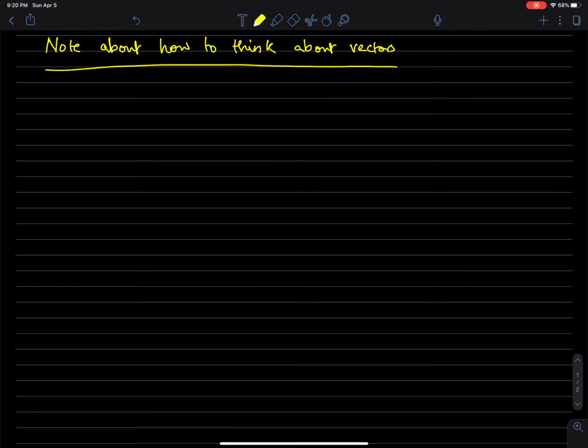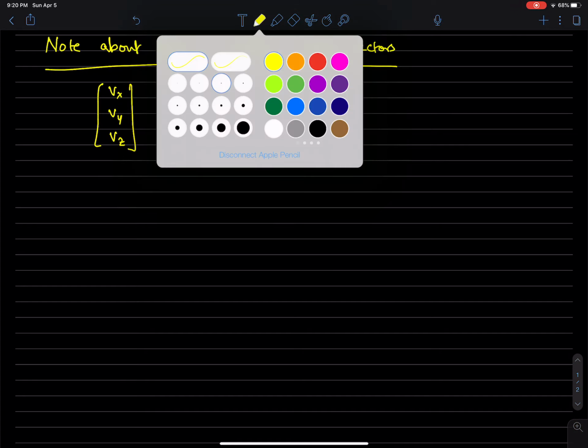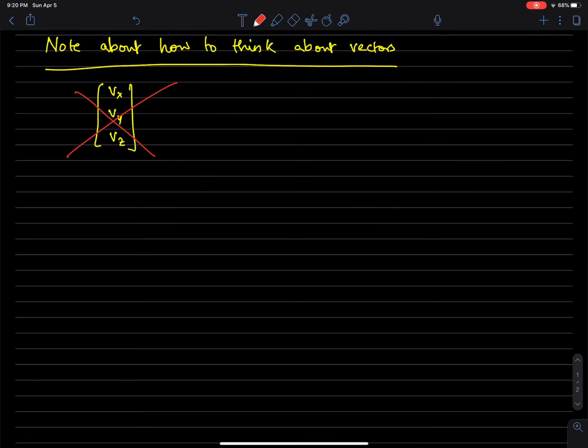So you're all familiar with vectors. It's sometimes convenient to think of vectors as three numbers. If you have some velocity, vx, vy, vz, right? Do not think of vectors as three numbers, okay? As sets of three numbers. Now we are talking about vectors in 3D. Nevertheless, you should not think of vectors as sets of three numbers.